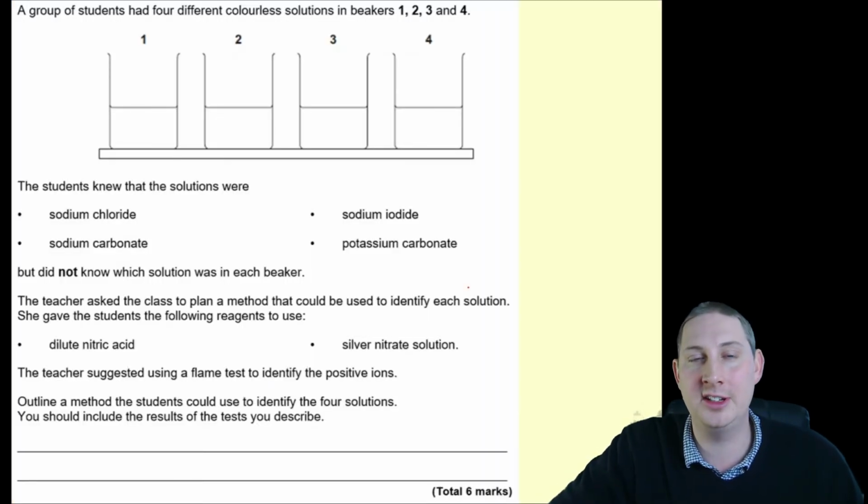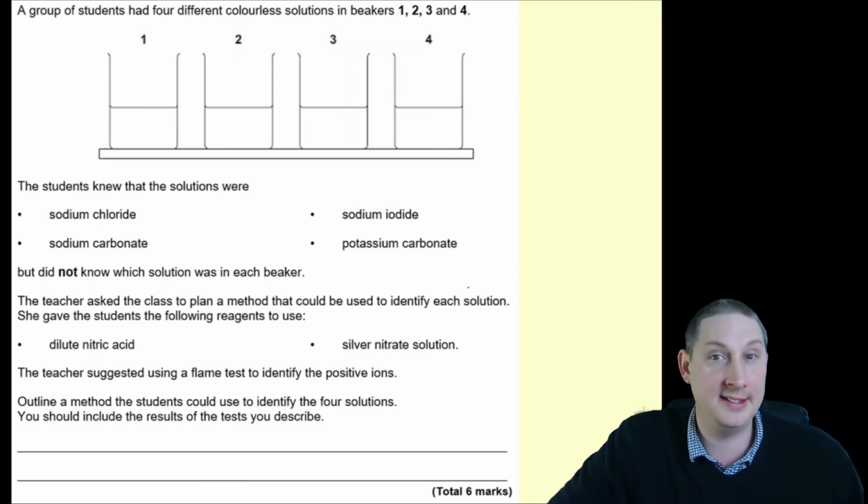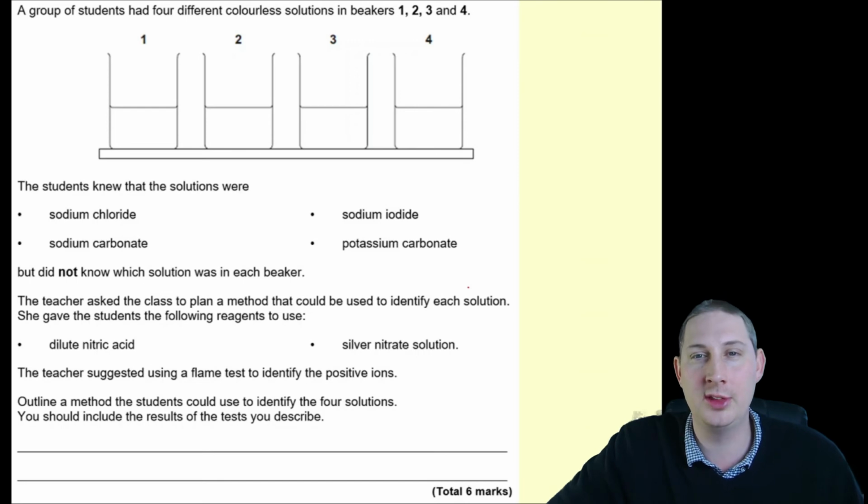The last question is a 6 marker, and I'm going to get you to spend 6 minutes working out what you think's on the mark scheme. So, a group of students had 4 different colourless solutions in beakers 1, 2, 3 and 4. The students knew that the solutions were sodium chloride, sodium iodide, sodium carbonate and potassium carbonate, but they did not know which solution was in each beaker. The teacher asked the class to plan a method that could be used to identify each solution.